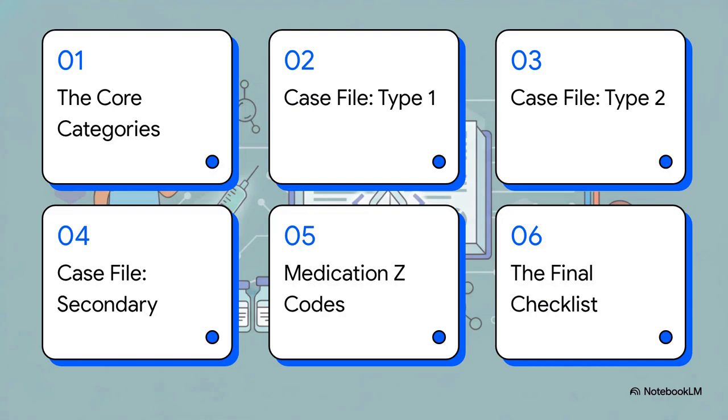So here's our game plan for today. First, we're going to lay the foundation with the core diabetes categories. Then, we'll open up 3 different case files to see how these codes work in the real world. After that, we'll get into those all-important Z codes for medication, and we'll wrap it all up with a quick checklist to make sure it all sticks.